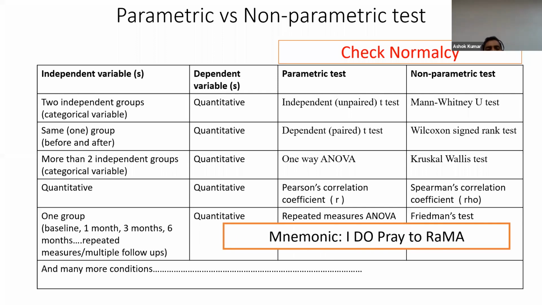So this is a mnemonic for parametric tests: I do pray to Rama. I, that is the dependent t-test. D, independent t-test. D, dependent t-test. O, one-way ANOVA. P, that is the Pearson correlation coefficient. And Rama, that is repeated measures ANOVA. So this is a mnemonic for how to remember these: I do pray to Rama.